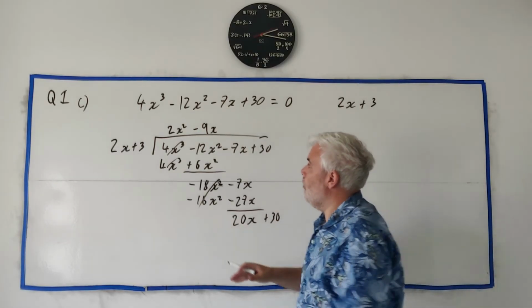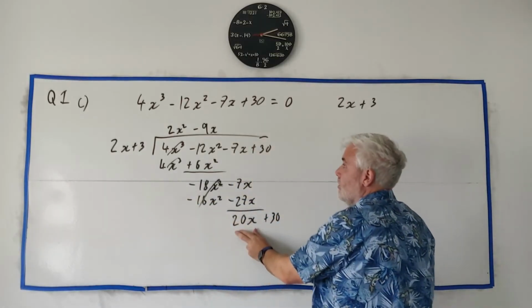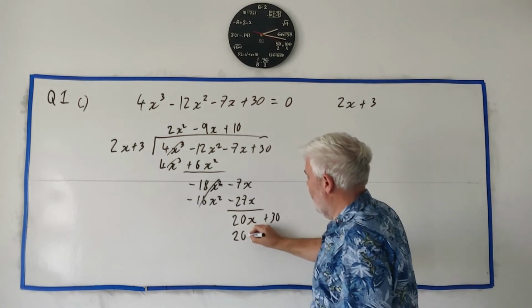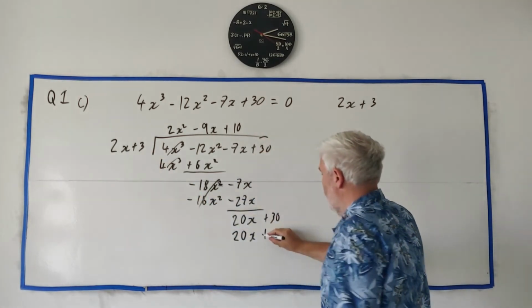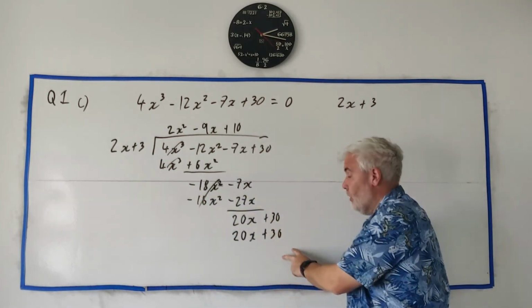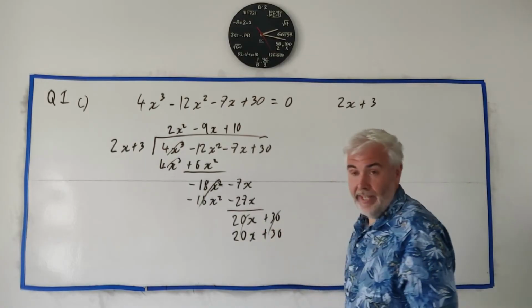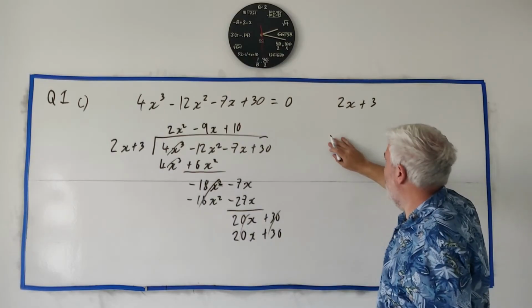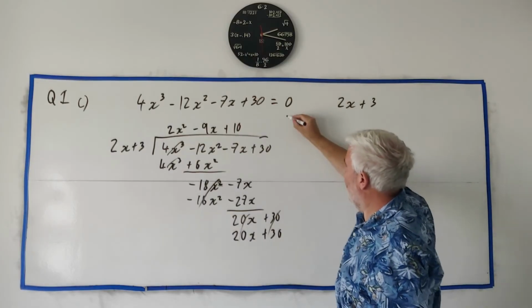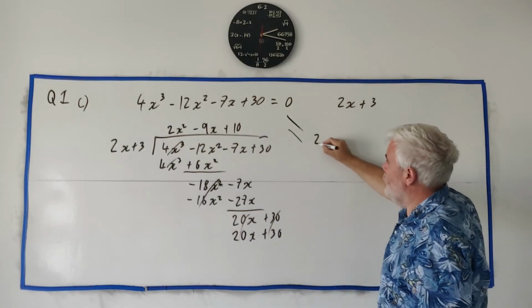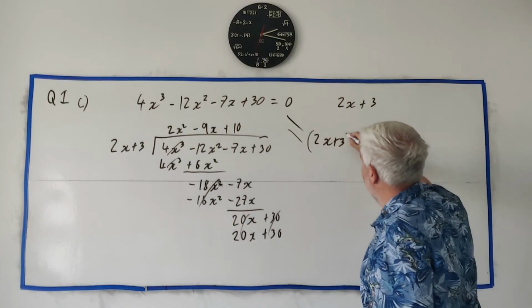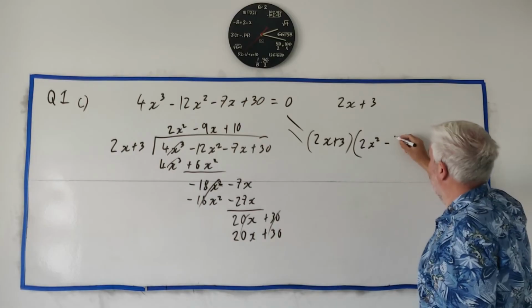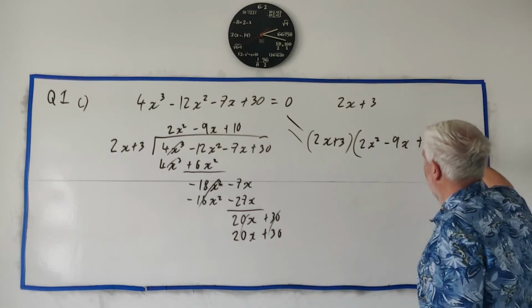What multiplies by this to get 20x? That's a plus 10. 10 times this, we get 20x. 10 times 3, we get 30. This does go in perfectly. Take these away, we get 0. This is also a factor. So to write that again, this number here is equal to 2x plus 3 multiplied by 2x squared minus 9x plus 10.